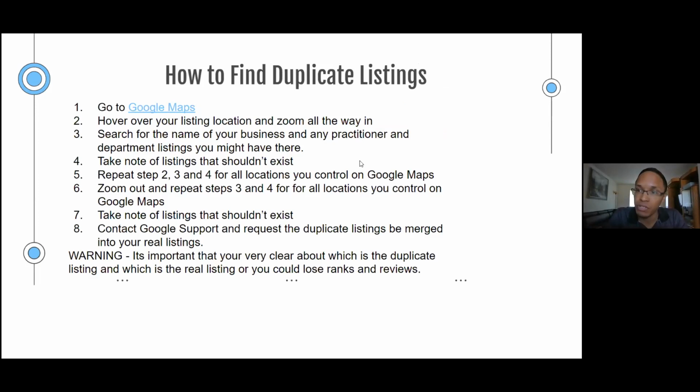How do we find a duplicate listing? It's pretty simple. You're just going to go to Google Maps. You're going to zoom in over the address where that listing is, and just start doing searches for yourself. Search for your name, maybe search for the address itself, and see what pops up. You should only see one listing for your one office, one listing if you have a practitioner listing, like a lawyer listing. There should never be more than one.